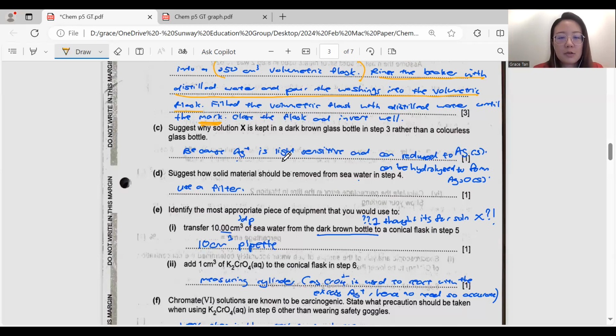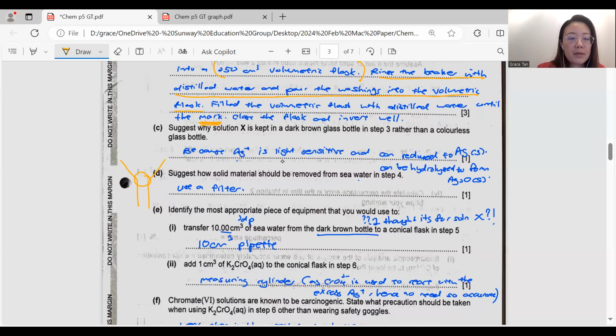Suggest how solid material should be removed from seawater in step 4. Use a filter. Some students say use a funnel. A funnel is not sufficient, because we use a funnel to fill the solution into our burette. You can see there's a very big hole, it is not porous, so you cannot filter effectively. You literally allow everything to flow into the burette or the beaker or your conical flask. So use a filter.